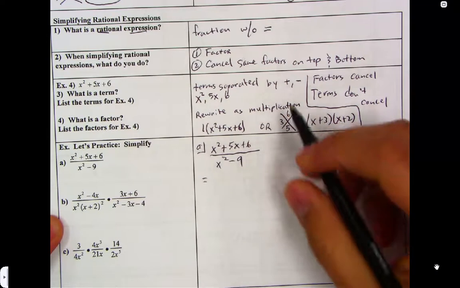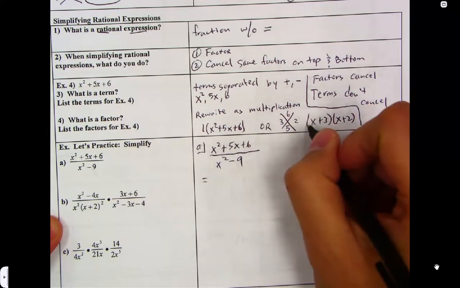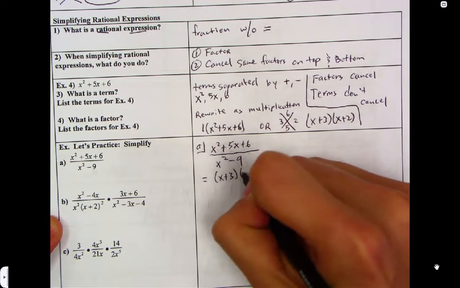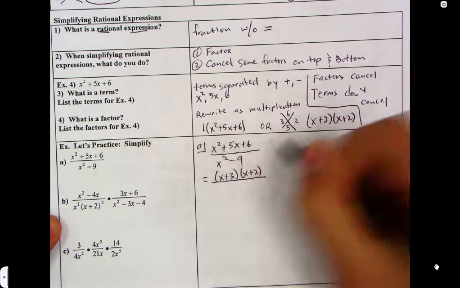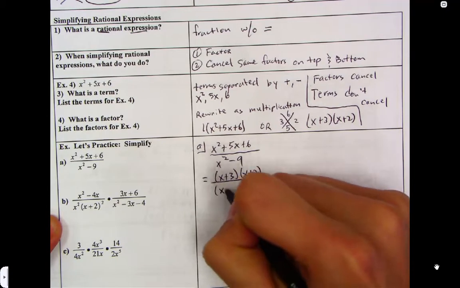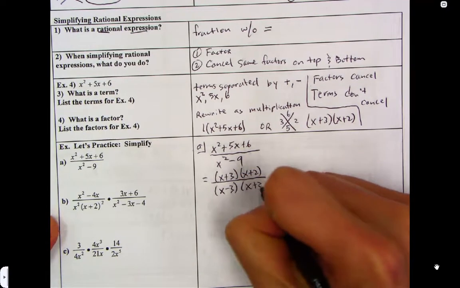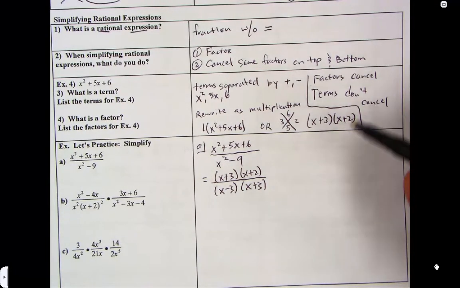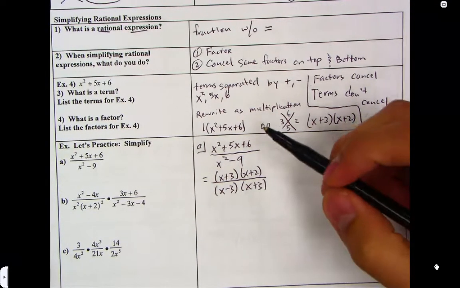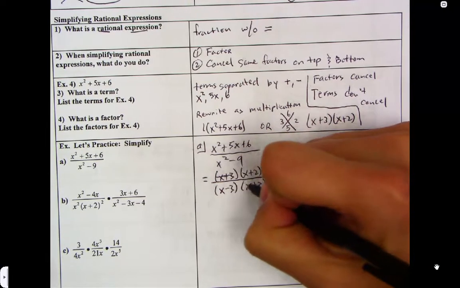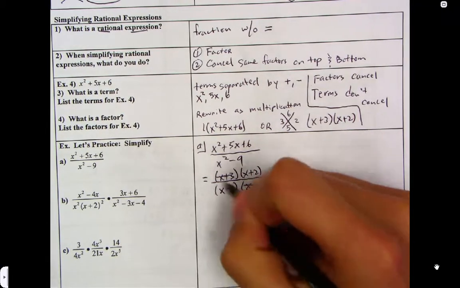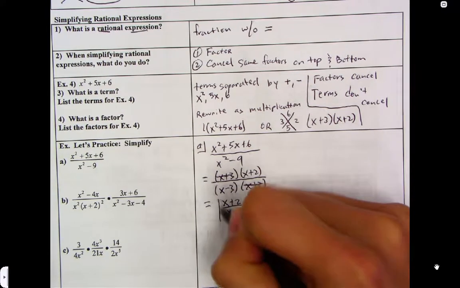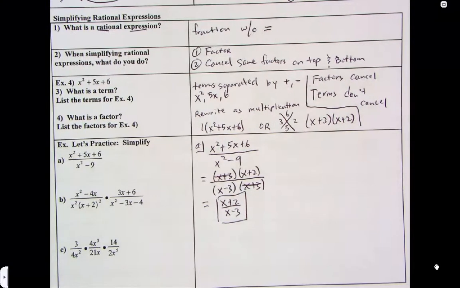So I'm going to factor the top, and I did that earlier from this example here. So it would be x plus 3 and x plus 2. And I'm going to factor the bottom. That's going to be x minus 3 and x plus 3. Now since they're factors, I'm looking for any that are the same on top and bottom. So the x plus 3's cancel. These are not the same, so what's left is my answer. x plus 2 over x minus 3.